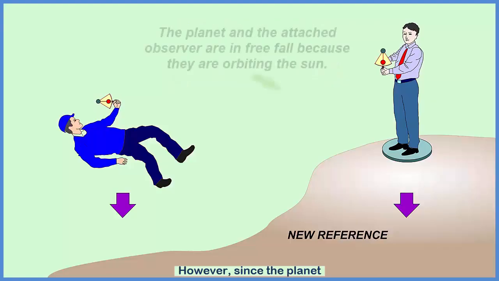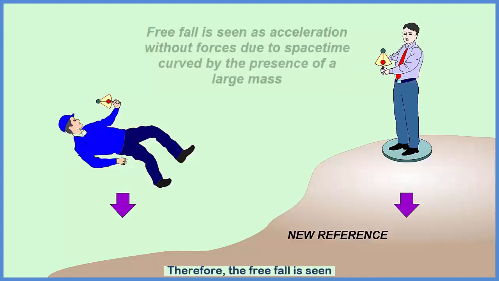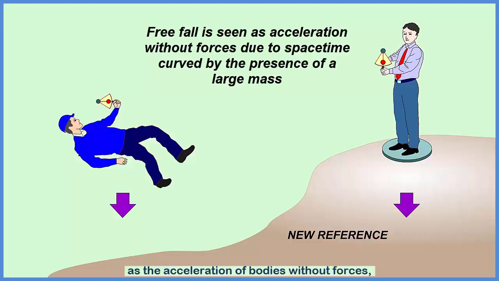However, since the planet and the observer attached to its surface are in orbit around the Sun, they are also in free fall, only at a different acceleration rate. Therefore, free fall is seen as the acceleration of bodies without forces, caused by a curved spacetime distorted in the presence of large masses.